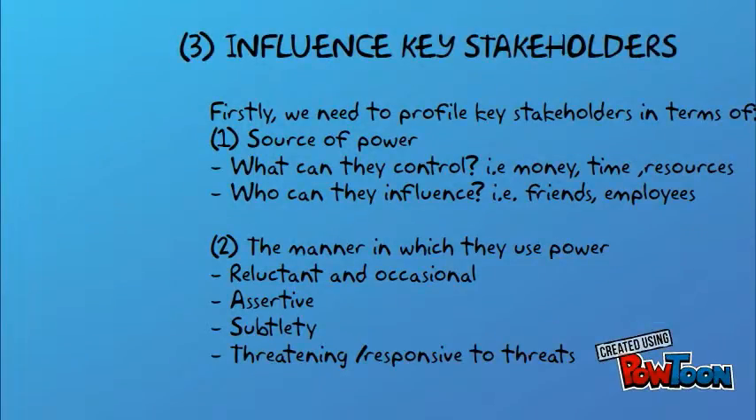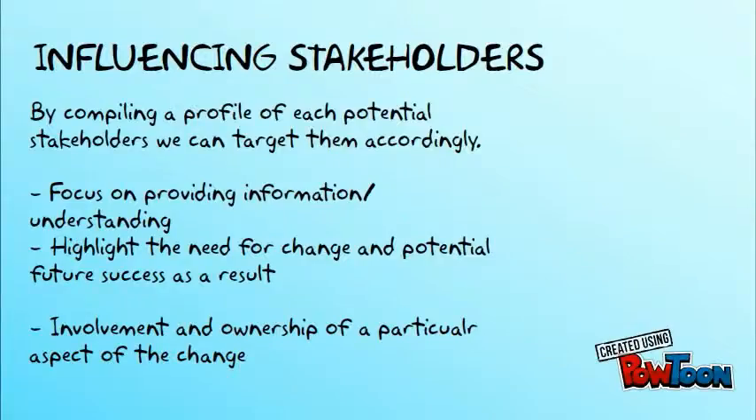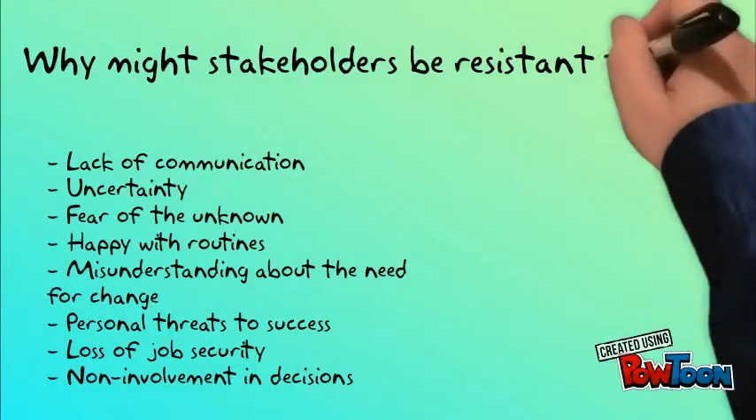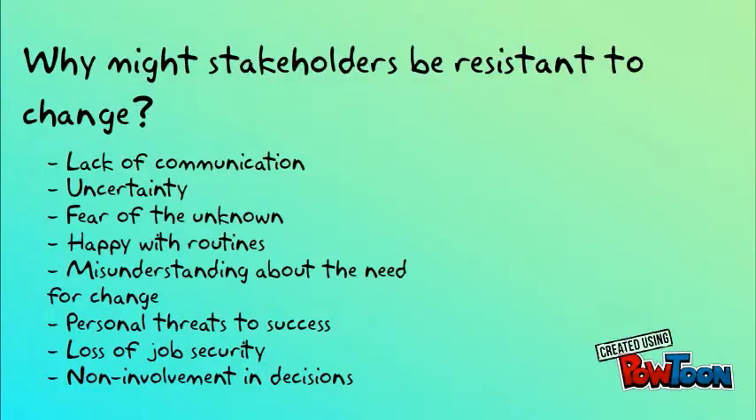Influence key stakeholders. Firstly, we need to profile key stakeholders in terms of source of power, then the manner in which they use power. By profiling stakeholders, we can target them accordingly. We can focus on providing information and understanding and highlighting the need for change, as well as encouraging involvement. Some of the reasons that stakeholders might be resistant to change include a lack of communication, fear of the unknown, misunderstanding about the need for change, a loss of job security.